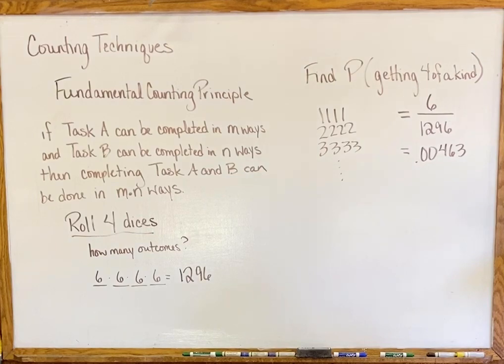So the chances are small, aren't they? There's less than a 1% chance that you're going to get 4 of a kind when you roll 4 dice. And yet it's amazing, it still happens, right?